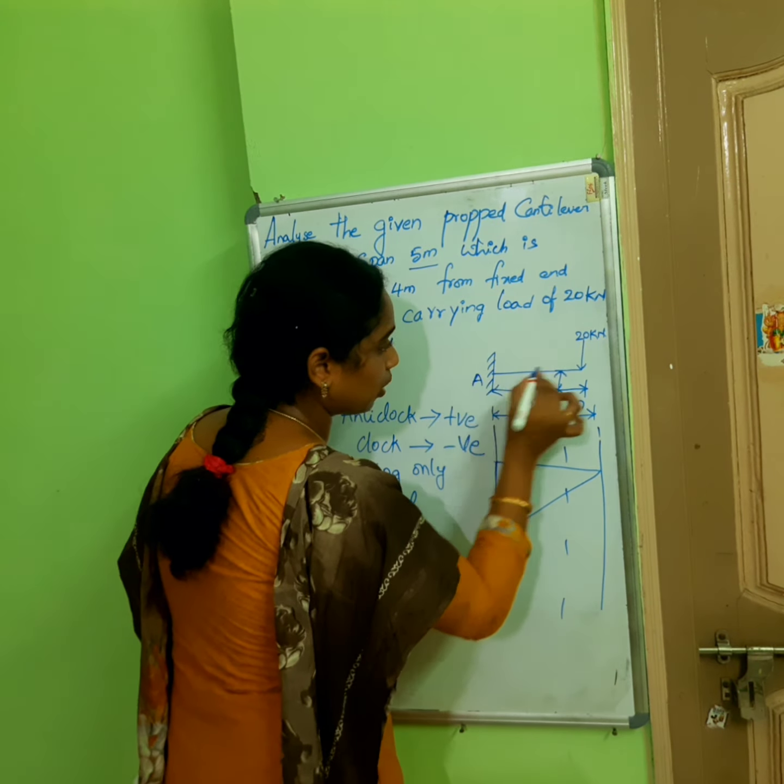Okay, I think everyone has understood the first step. So, I am writing the second step. What is the second step? Considering only prop. So, considering only prop, same, I should calculate deflection at C point, C only.